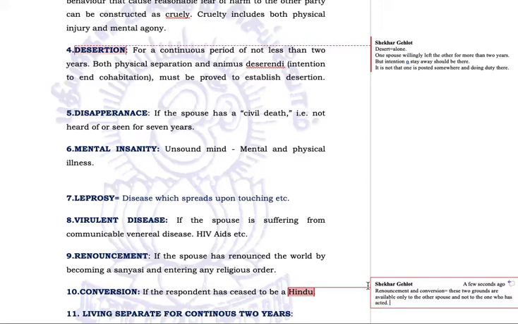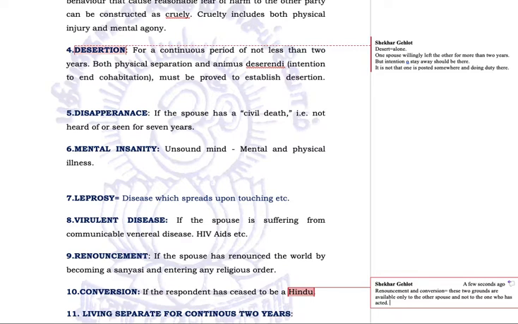are available only to the other spouse. Suppose a man and a wife. The wife says, I will renounce the worldly order, I'll become a sannyasi. Then she can become a sannyasi, no one can stop her, and the husband can take divorce. But a woman cannot say, simply because I have become a sannyasi, now I'll take divorce from my husband. No, she doesn't have that right. This right is available only to the other spouse. The conversion right is also only available to the other spouse.